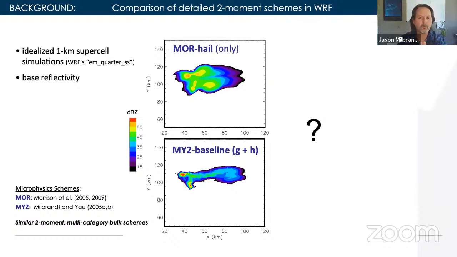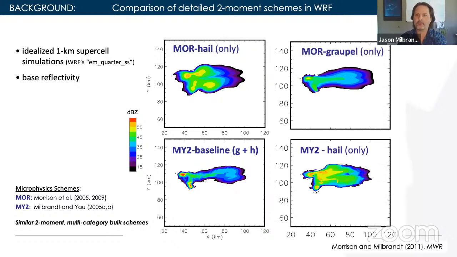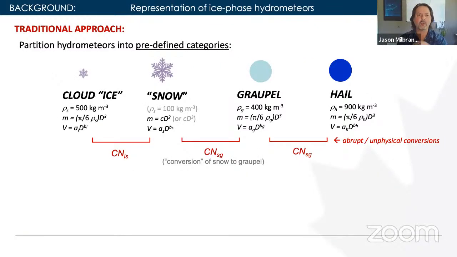Several years ago, Hugh and I compared each of our respective detailed two-moment schemes in WRF, and we were surprised at the time to find how differently they behaved in terms of producing supercell simulations. We assumed that since they were of comparable complexity, they would give very similar results. After doing some digging, we realized that it really depends on whether or not you bias the scheme towards graupel or hail.